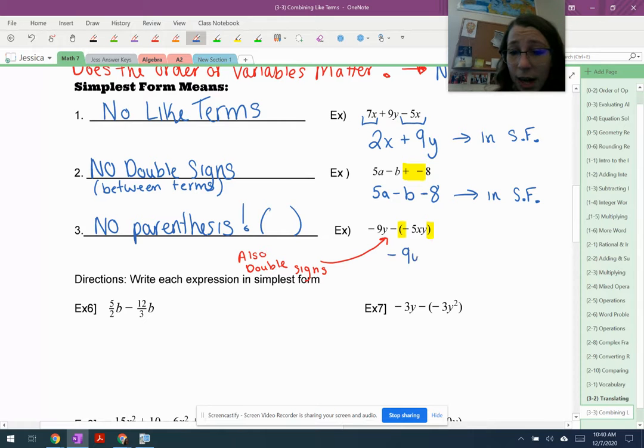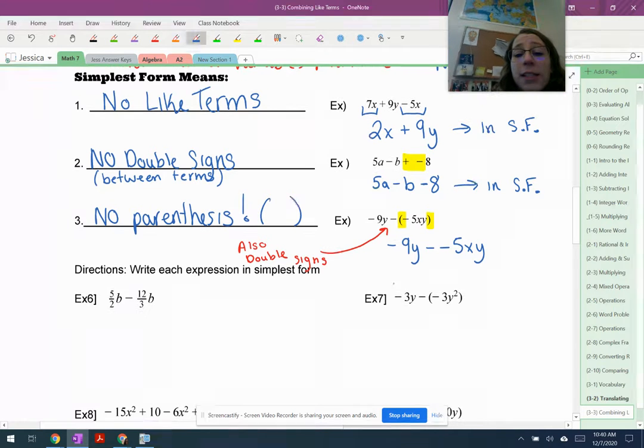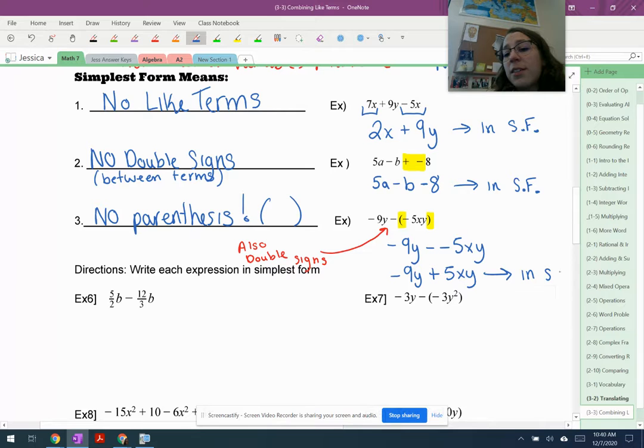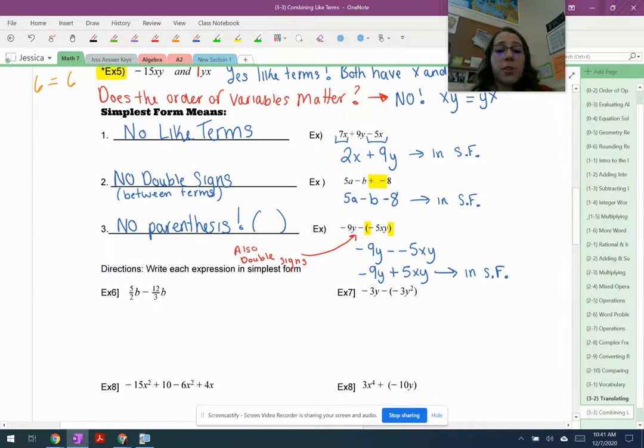So minus 9y, first thing I'm going to do is drop the parentheses. Then that minus the negative nicely turns into a plus 5xy. And that is in simplest form. So that's going to be what we're looking at on your homework problems and for some more examples down below.